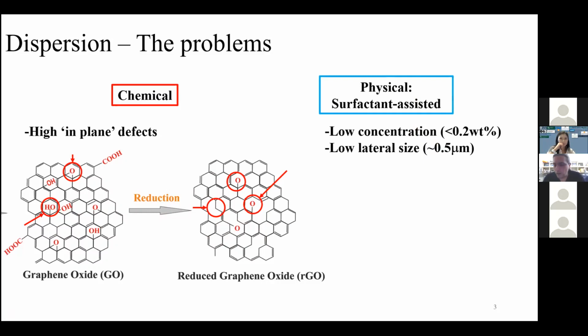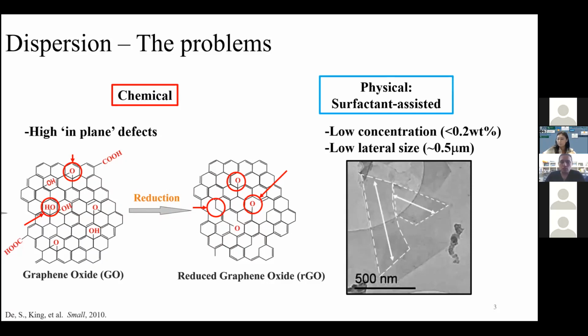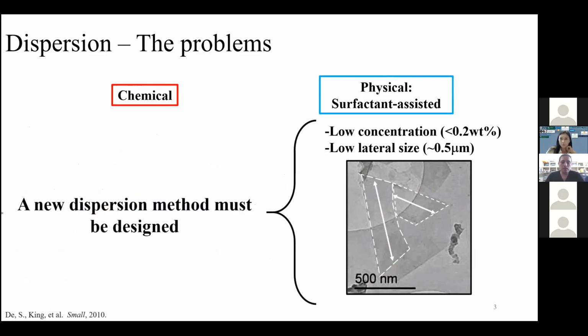On the other hand, with the surfactant-assisted method, we usually obtain both low concentrations, usually below 0.2 weight%, and also low lateral sizes. You can see in the TEM micrograph over here, it's usually below 1 micron. And a lot of applications, such as composite materials, require high lateral size graphene to obtain the maximum improvement. Therefore, a new dispersion method must be designed that at the same time provides us graphene with low defect density, high lateral size, and high concentration.